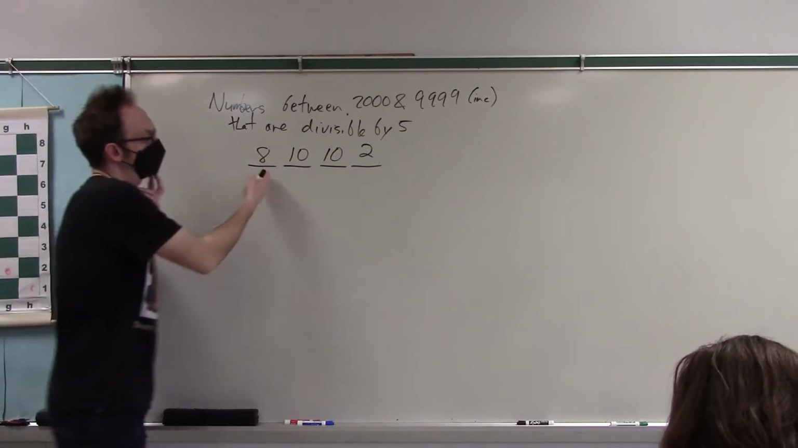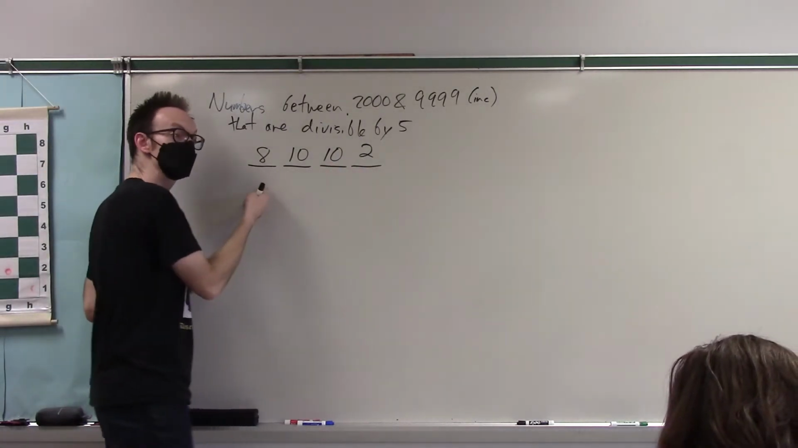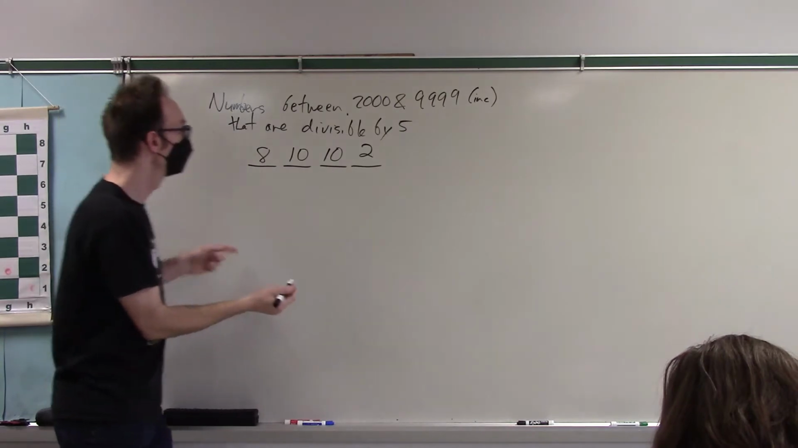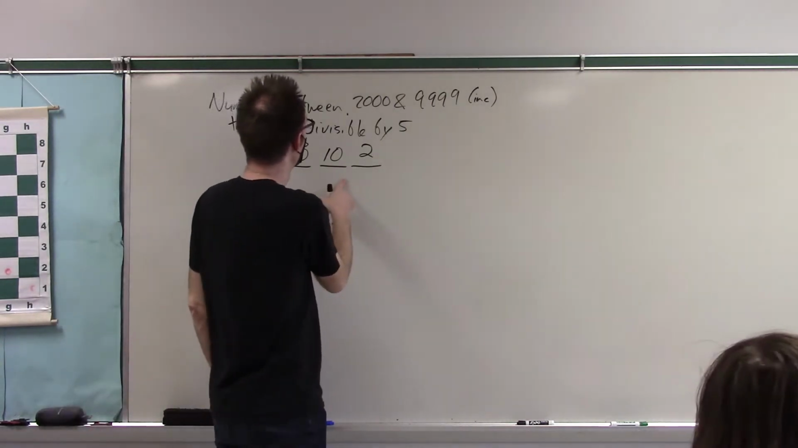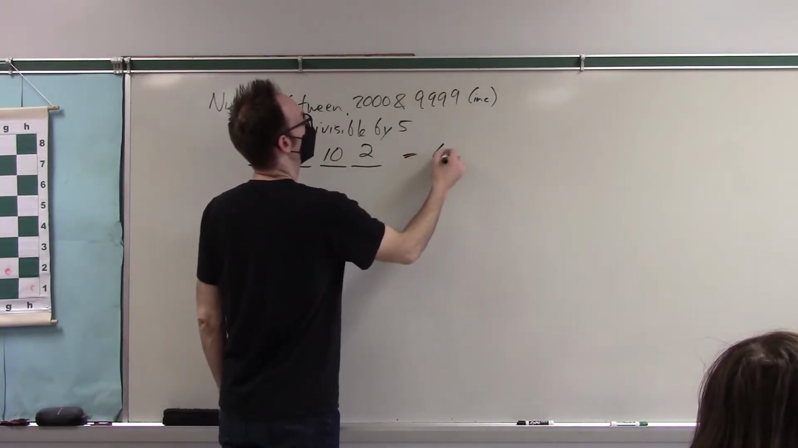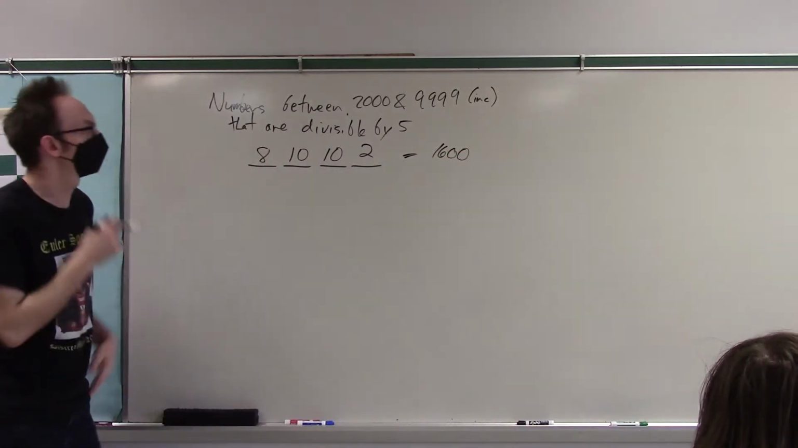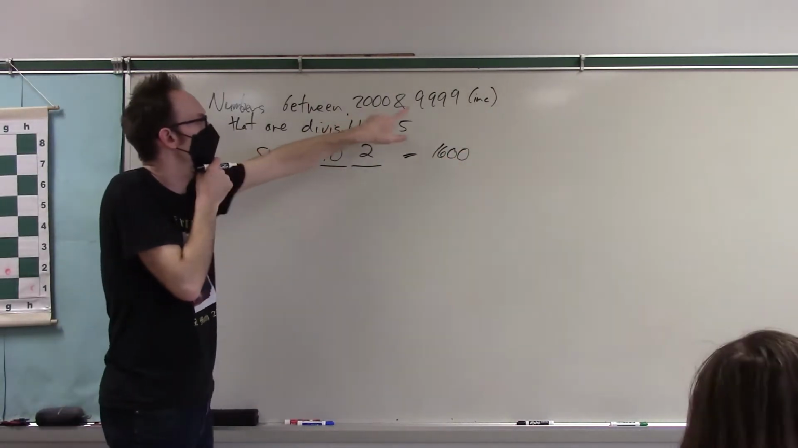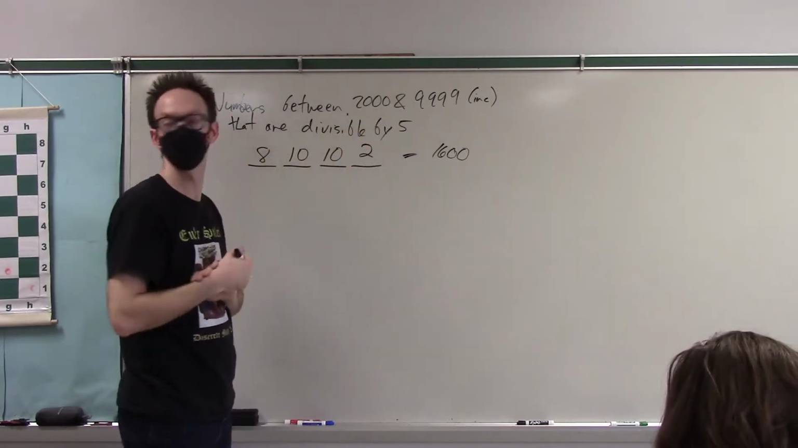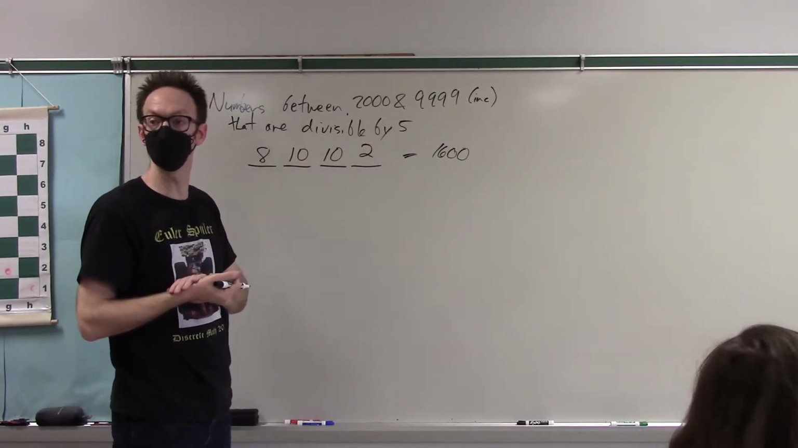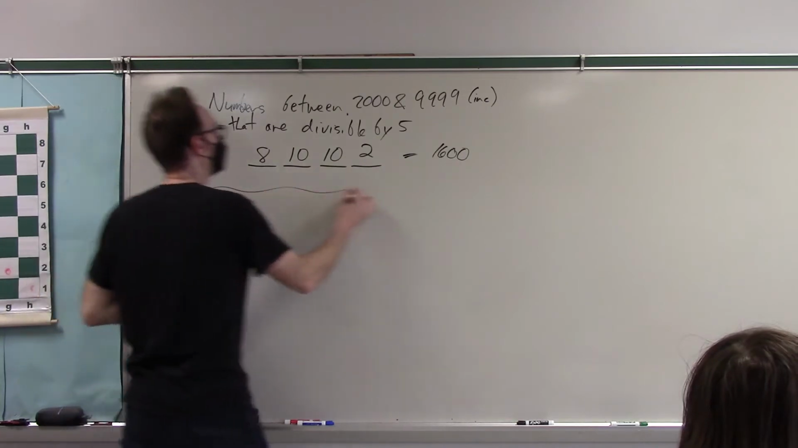And therefore, since each of these digit choices is independent of the others, I'm going to have 1,600 total numbers, which makes sense because there are 8,000 numbers between 2,000 and 9,999, and 1/5 of them should be multiples. All right, good. Okay, let's do another one.